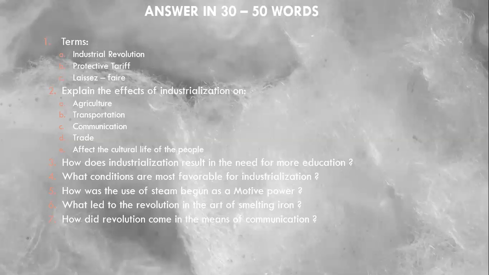Now we will look at the effects of industrialization on the different structures or the different sectors. The first one is agriculture. Now remember, this is answered in 30 to 50 words. This is a 2-mark answer, so you should write at least 2 important and elaborate points. Now, with industrialization, the demand for raw materials grew very rapidly, and this forced the cultivators to adopt new methods to ensure more production.